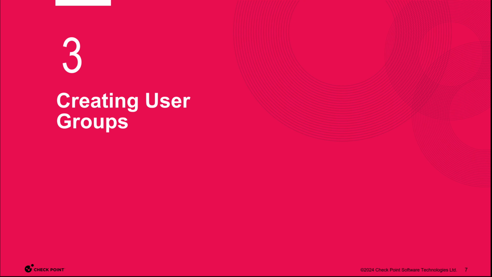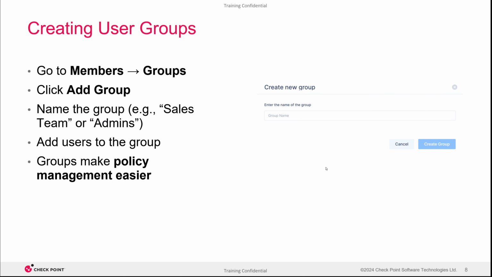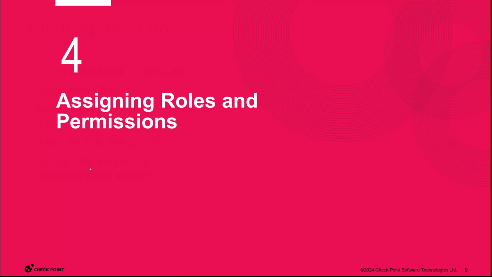Now let's create user groups for easier policy management. To create groups, you have to go to the Members section and click on Groups. Click Add Group. Give it a meaningful name like Sales Team or Admins, and then add users to the group. Groups allow you to apply security policies to multiple users at once, making administration much more efficient.